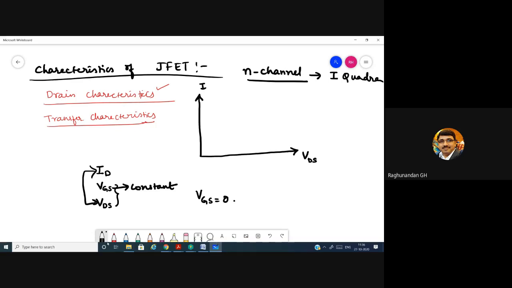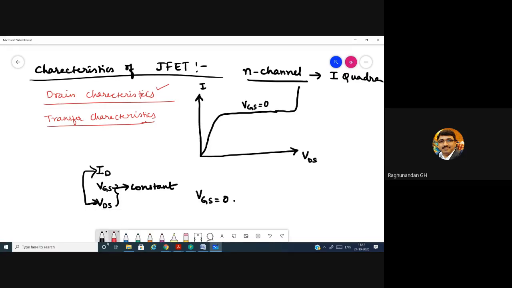Now, first step, I'll keep VGS equal to 0. When VGS is equal to 0, I'm going to increase VDS. During that time, the current will keep on increasing. After that, it will be constant. When you further increase this VDS continuously, it will enter the breakdown region. I'll explain what is breakdown region. Next, this is for VGS equal to 0.